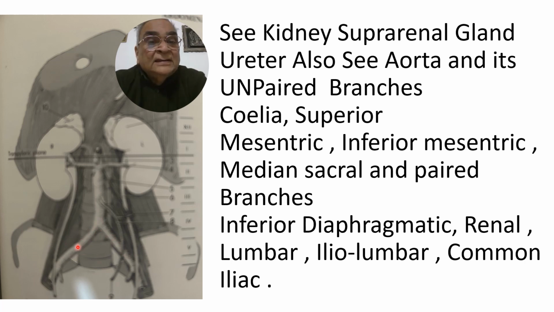The common iliac supplies the iliolumbar branch and divides into the external and internal iliac. And we'll study the internal iliac in greater detail, but the external iliac continues into the femoral artery. So this arterial background and the kidney we have been able to place in the second.